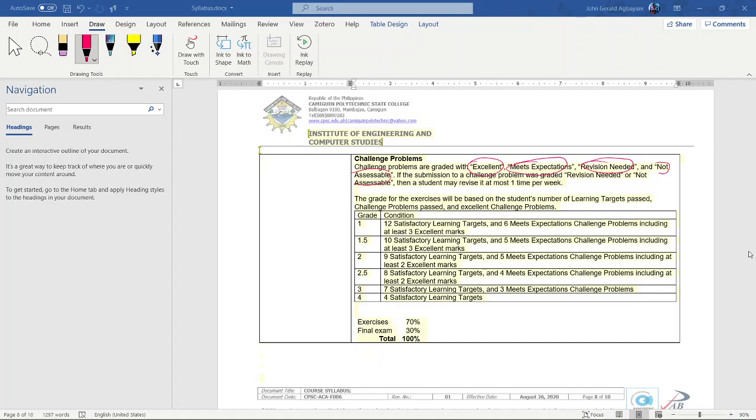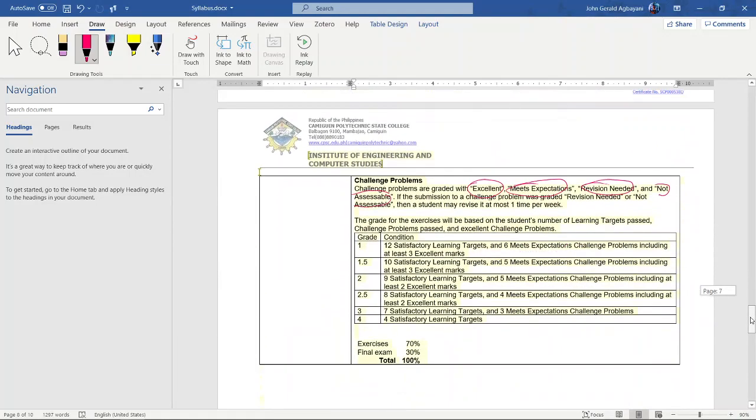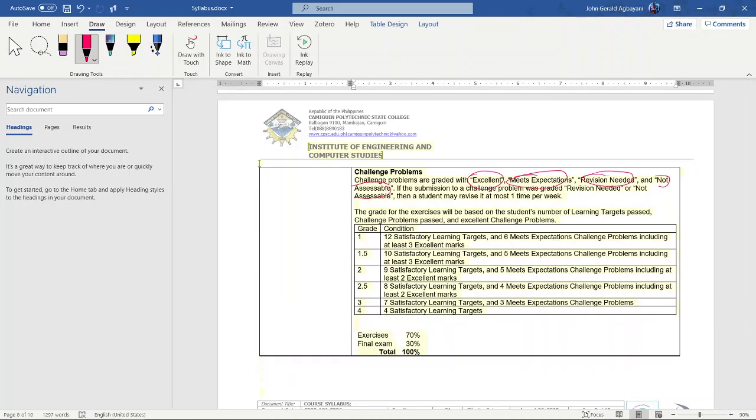Okay. So, the learning targets and challenge problems are combined, depending on how many you have accomplished. So, to get a grade of 1 in exercises, you have to answer 12 satisfactory learning targets, and then 6 meets expectations challenge problems, including 3 excellent remarks. If you want to get 1.5 in exercises, then you need to have 10 satisfactory learning targets, 5 meets expectations challenge problems, with 3 excellent marks, and so forth.